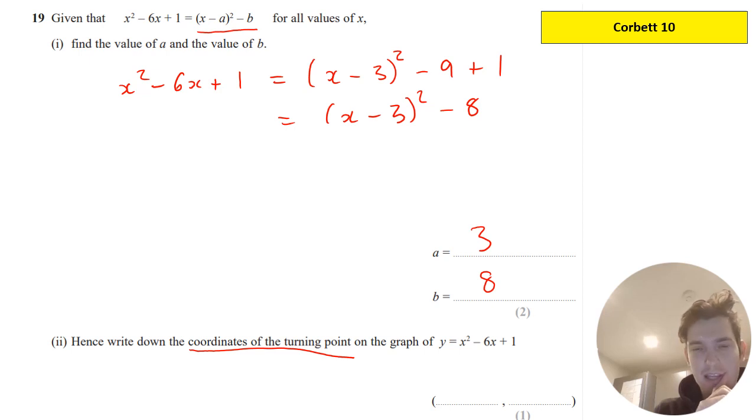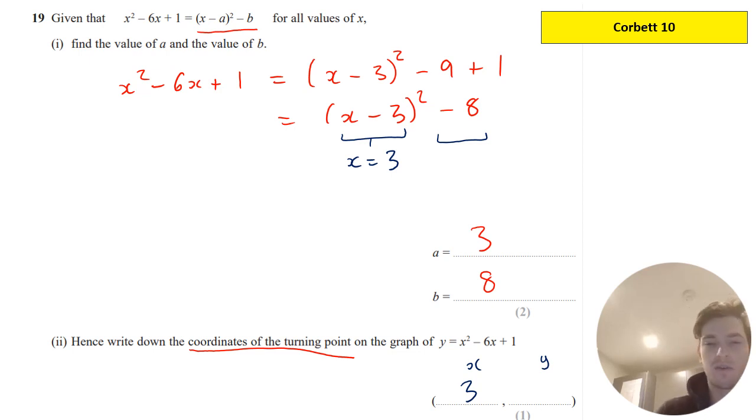And part B, the coordinates of the turning point, well, remember, your x value is what makes this bracket equal to 0. So x is 3. That is my x coordinate. And my y coordinate is 0 minus 8, so it is just minus 8. Let's keep going.